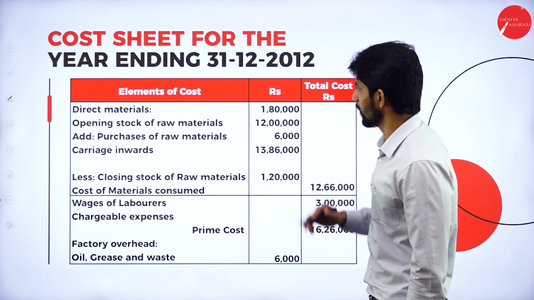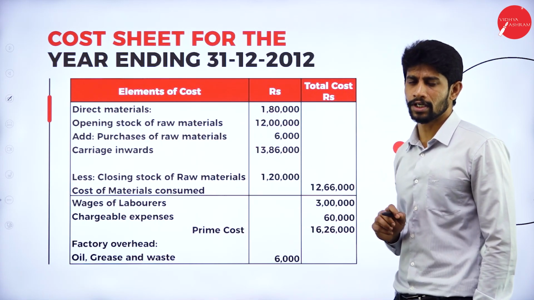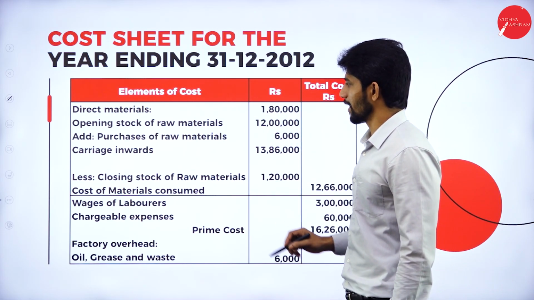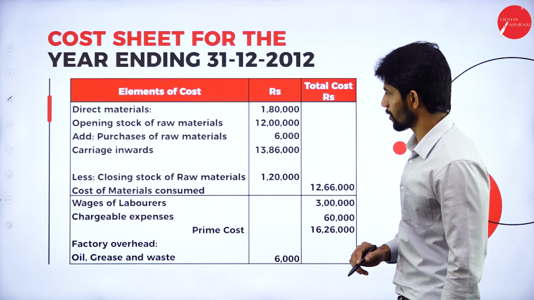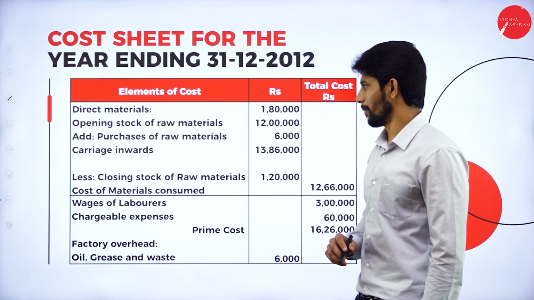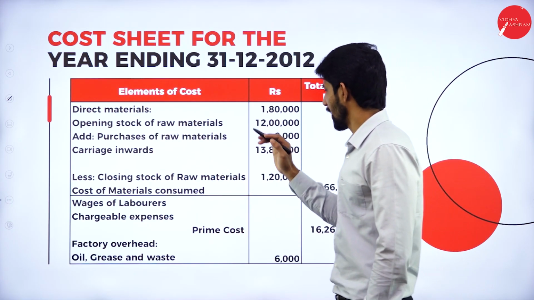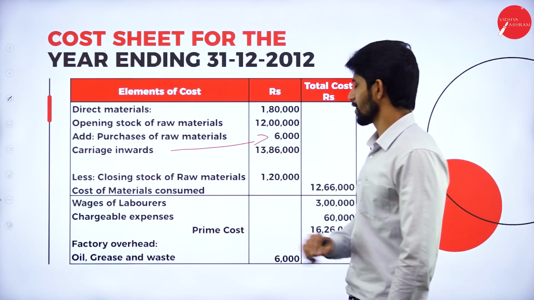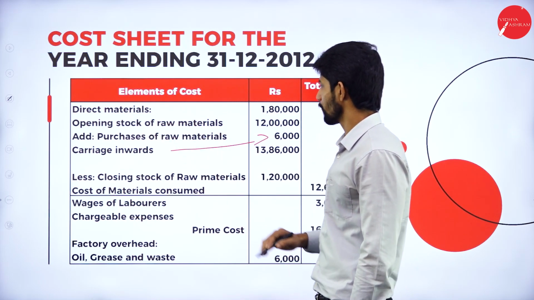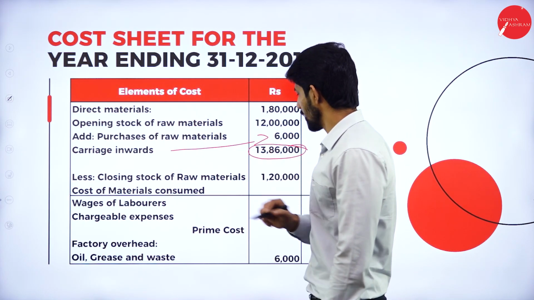So cost sheet for the year ended 31st/12/2012. So make 3 columns. Here we are not finding out per unit column, just we are finding out the total cost. So elements of cost. First, direct material. So what is the direct material cost? 1,80,000. For 1,80,000, add opening stock of raw material. Okay. So opening stock of material is 1,80,000 and add purchase of raw material 12 lakh and carriage inward of rupees 6,000.